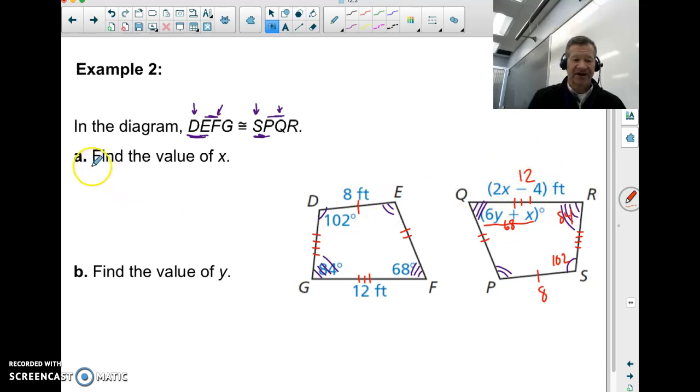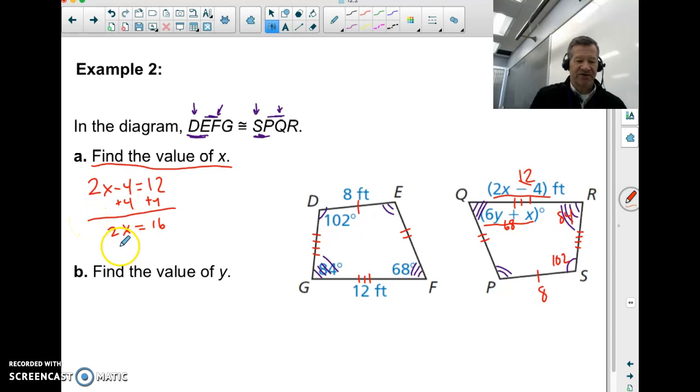So if they want us to find the value of x, look at this. This 2x minus 4 has to have a value of 12. So I can say 2x minus 4 is 12. Add 4 to each side to get 2x is 16. And then divide both sides by 2 to find out that x is 8. Because if x is 8, this will be 12, and so will this.